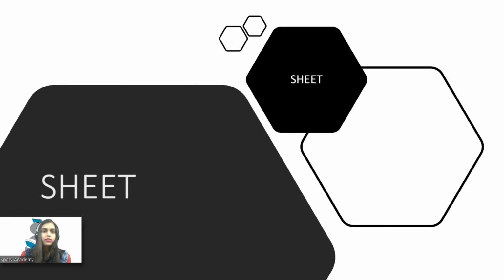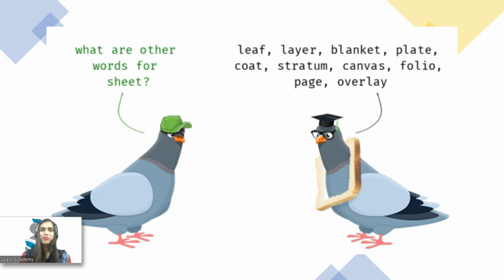Next word is sheet. Sometimes we call it a book sheet. I will just give an example for you. So similar words for sheet are leaf, layer, blanket. Okay, plate. We can consider plate. If you write plate in the chat box, that is right.